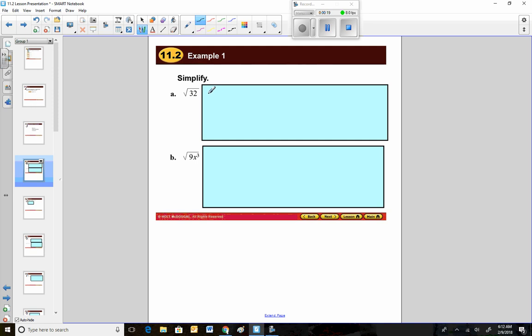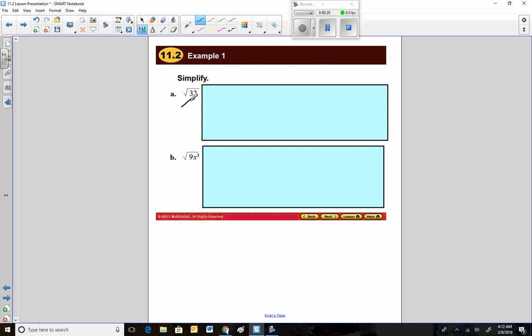So what I do is I can break this down. There's a couple different ways. I'm going to show you the tree method and then you can look at another method. So first of all, 32. If you divide it by a prime number, and remember your prime numbers are 2, 3, 5, 7 or 11. And this one divides nicely by a 2 because it's even, so I do 2 times 16.